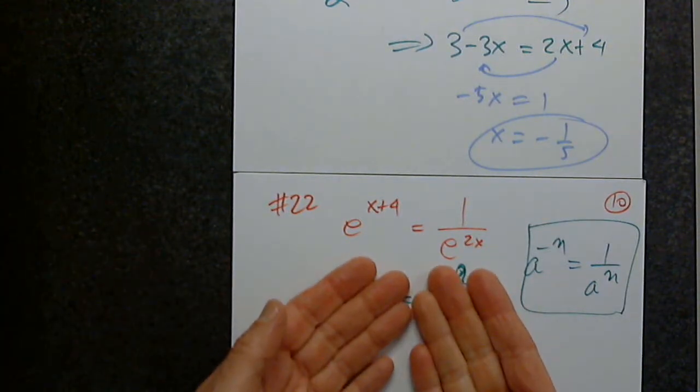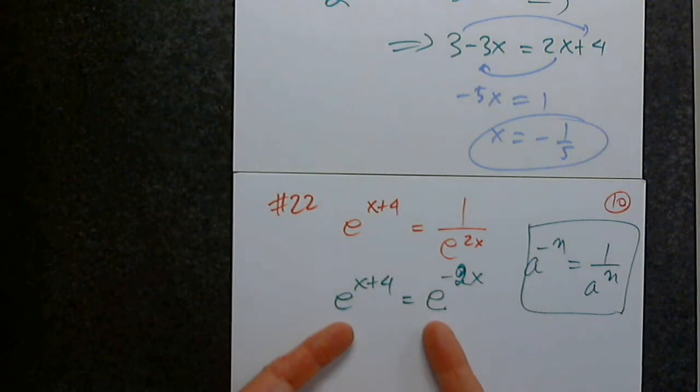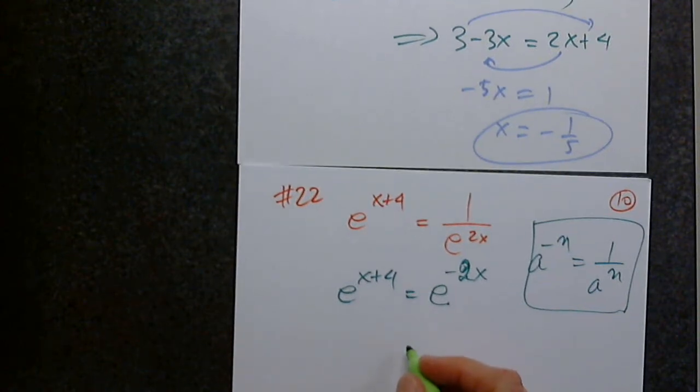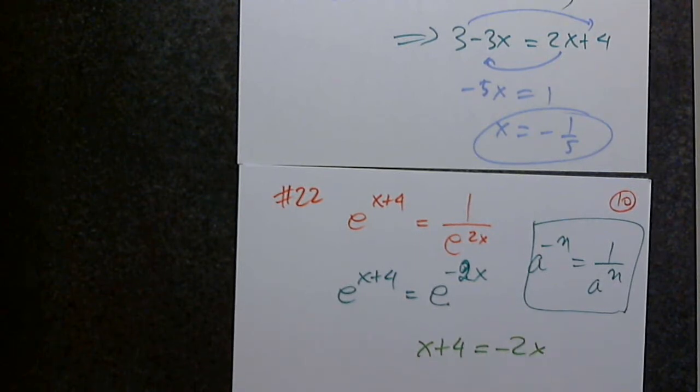Two numbers are equal, and they have the same base. What must happen for sure? Can anyone dictate what must happen? X plus 4 equals negative 2x. Very good. I don't like keeping the variable on the right, but this time I'm going to do it. So 4 equals negative 3x, so x equals negative 4/3.